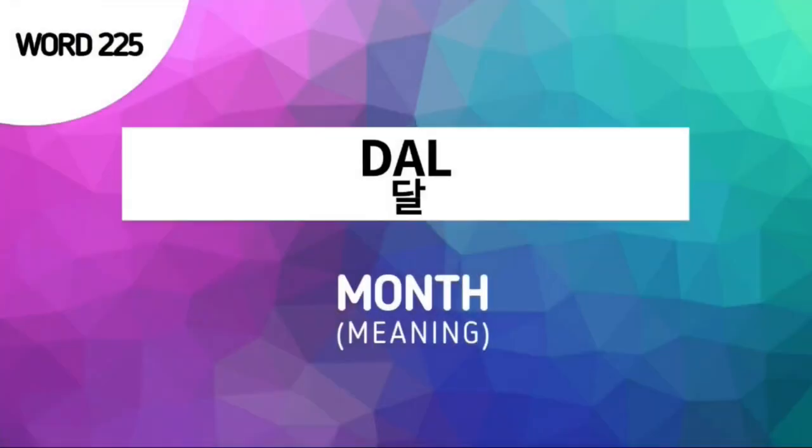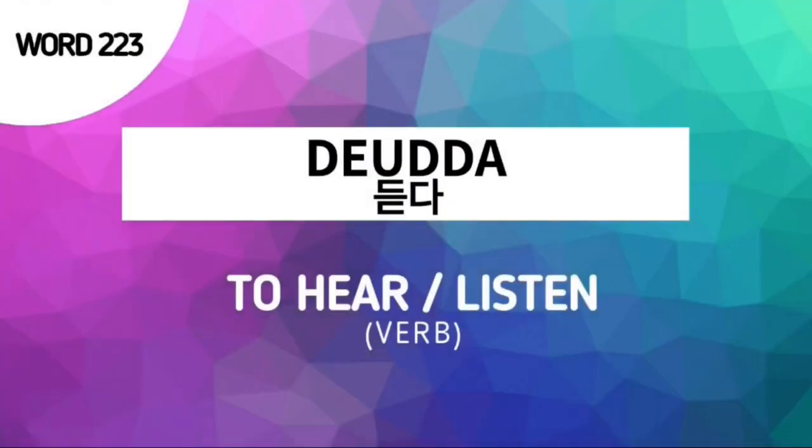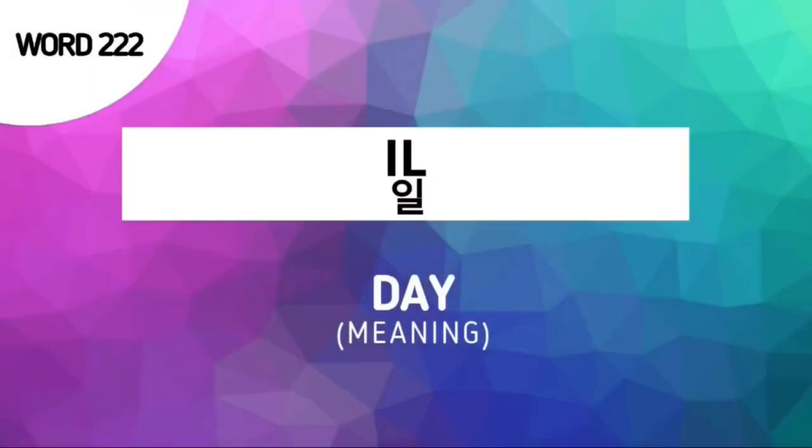The first word for our review is word number 225, dal, and this is month. Word number 224 is tu, which means week. Word number 223 is tuta. This is a verb which means to hear or listen. Word number 222 is il. This is a Korean term for day.